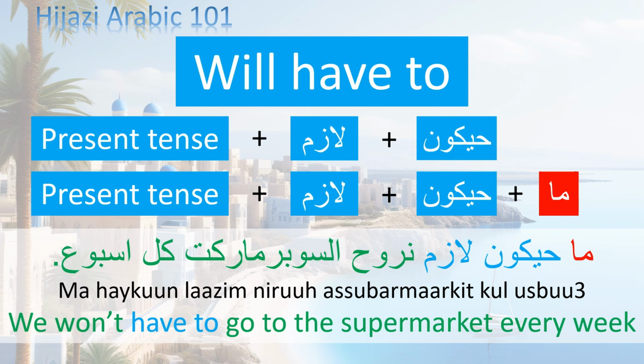And for the negation, ما حيكون لازم نروح السوبر ماركت كل أسبوع. We won't have to go to the supermarket every week. So ما حيكون لازم will not have to. نروح is we go. supermarket, كل أسبوع every week. ما حيكون لازم نروح السوبرماركت كل أسبوع. We won't have to go to the supermarket every week. ممكن عشان عندنا ثلاجة أكبر. Maybe because we have a bigger fridge now.